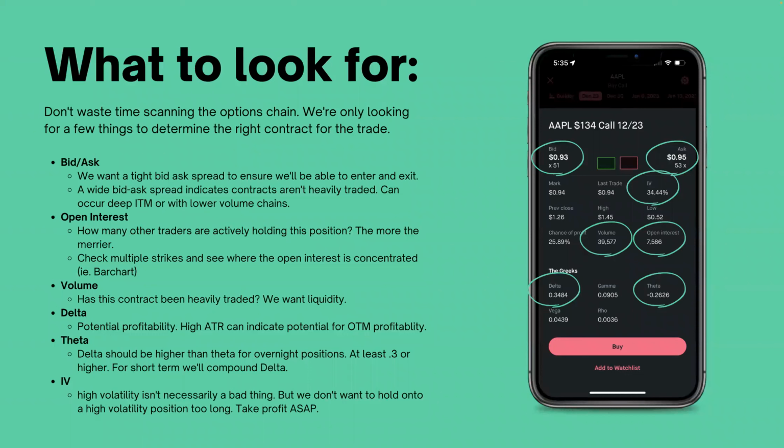The last thing you want to check is volatility. Again, high volatility is not a bad thing, but just be aware, know what you're getting yourself into. If that IV is high, just know that it's high, right? Know that the premium could get crushed if the volatility comes down, and so on.